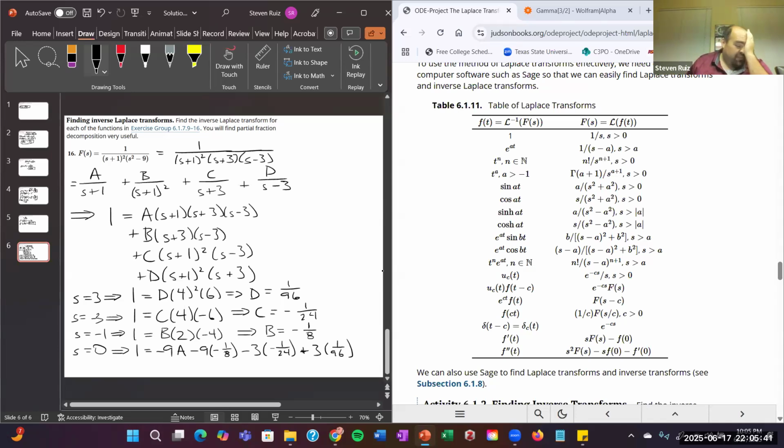So I have a slightly more complicated equation here, but I can still solve for A. So negative 9A equals 1 minus 9/8.